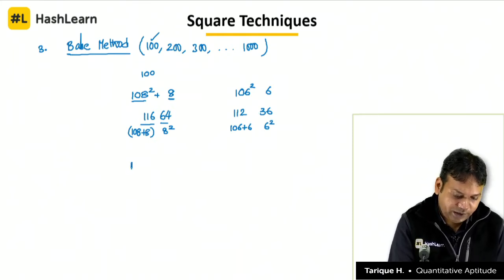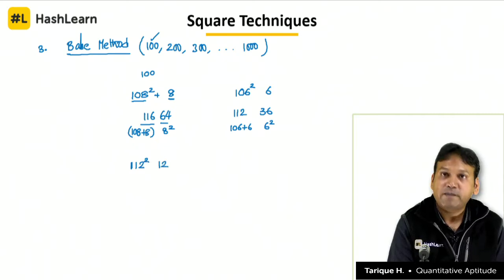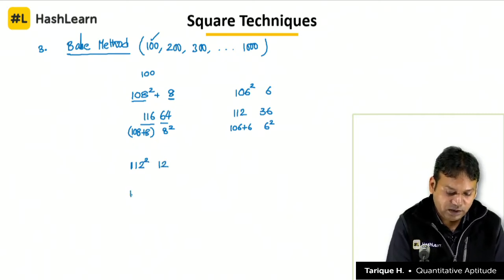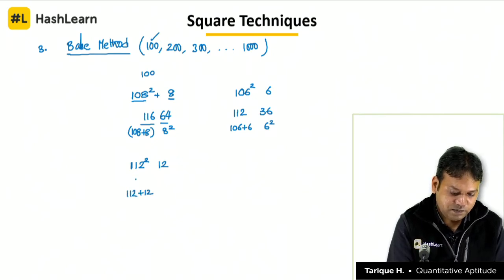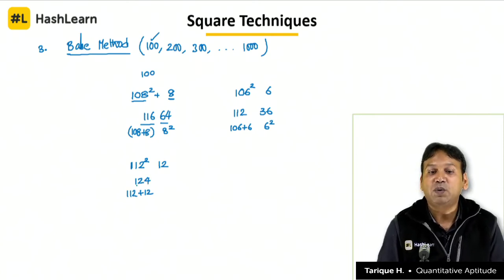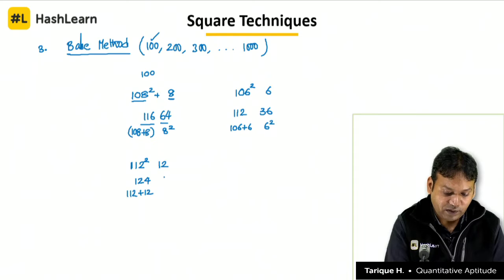Suppose I want to find out 112 square. How much more than 100? 12. So add 112 plus 12. I am doing it very slowly, but as you learn the technique, you start doing it faster. 112 plus 12 is 124, and what is 12 square? 144. So you will take 1 as carry.